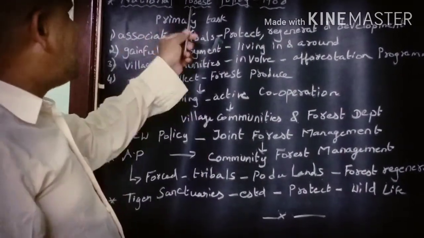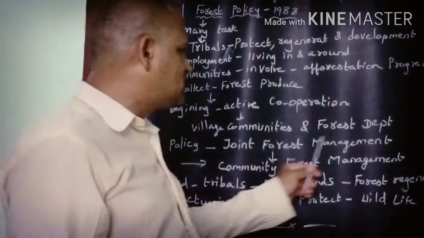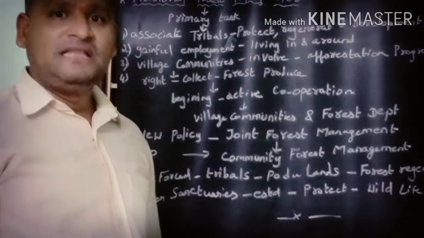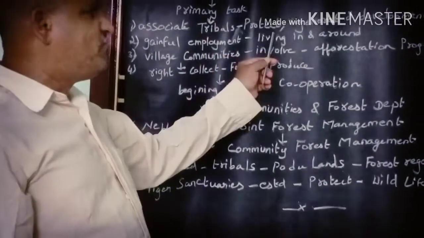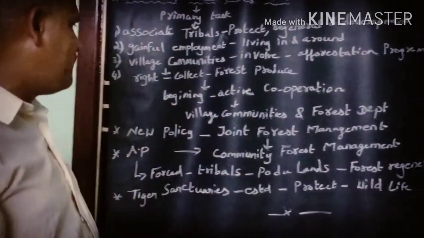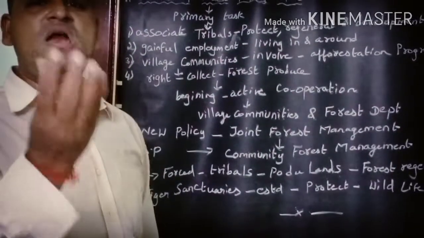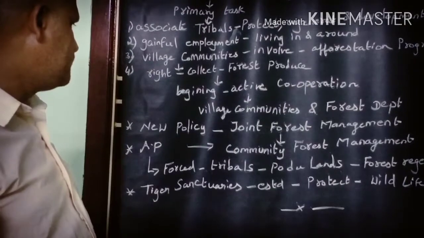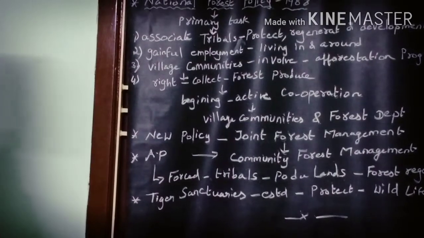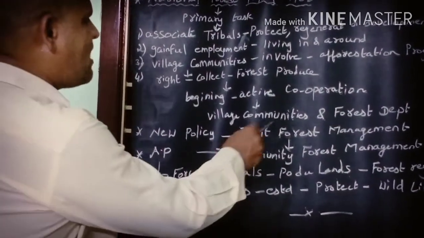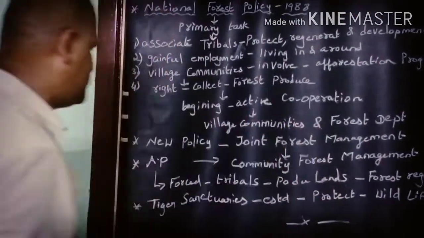Under this policy, the villages located near the forest had a right to be involved in protecting the forest, regenerating the forest and development of the forest. In return, the village communities had a right to get minor forest produce. In Andhra Pradesh, joint forest management is called community forest management.